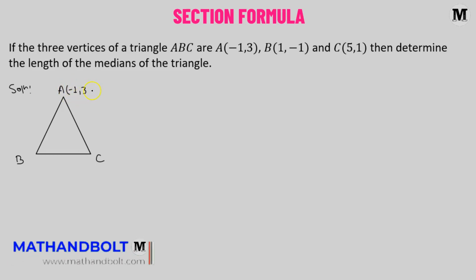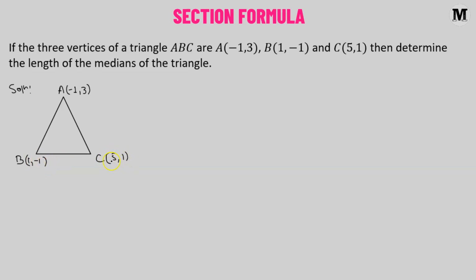Coordinates of point A are -1, 3. Coordinates of vertex B are 1, -1. And coordinates of point C, that's 5, 1. Now first we will try to find out the midpoints of each of the sides. Now we will consider the side BC, its midpoint to be at D, side AC to have its midpoint at E, and side AB its midpoint at F.